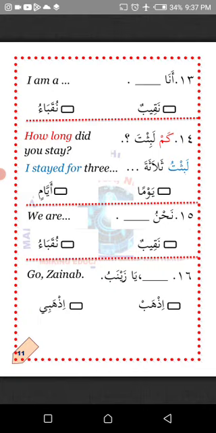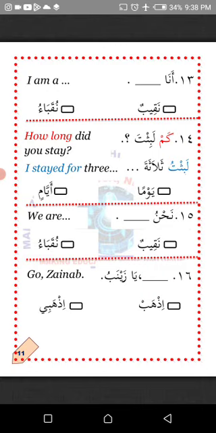Thalathata ashara, 13. How are we going to say I am a dash? Ana dash. Is it nakib or nuqaba? Arba'ata ashara, 14. Kam labithta. How long did you stay? So how do we say I stayed for 3 days? Are we going to say labistu thalathata yawman or thalathata ayyam? So which of the two are we going to use to fill in the gap? Khamsata ashara, 15. Nahanu dash.